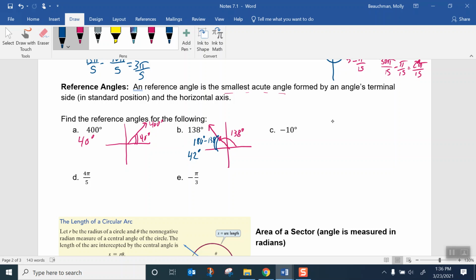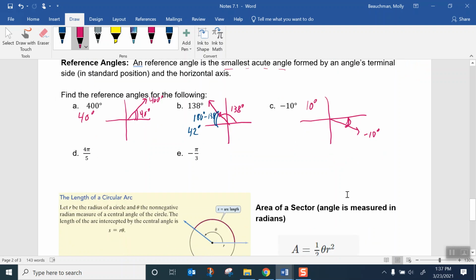And then part C, negative 10 degrees. If we rotate 10 degrees in the negative direction, the positive acute angle that makes with the x-axis is 10 degrees. So the reference angle is 10 degrees. So notice that the reference angles are positive. All right, so 4 pi over 5.